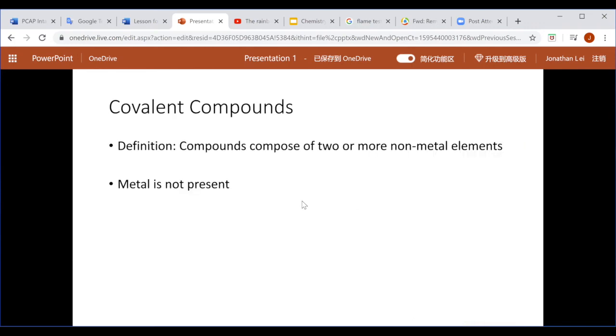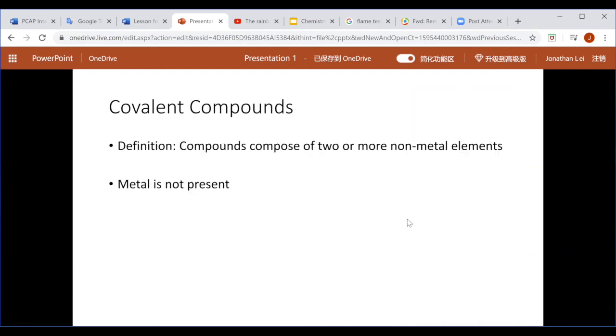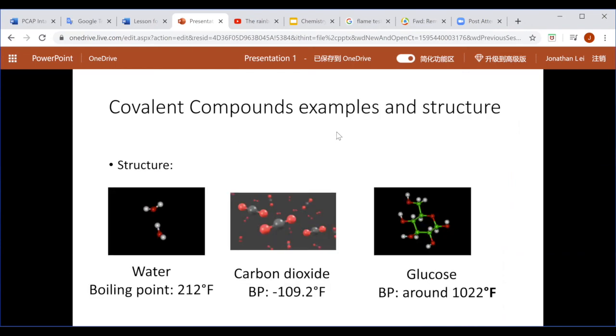Okay, so this is the general understanding for ionic compounds. Let's move on to covalent compounds. Covalent compounds are composed of two or more non-metal elements, and the metal is not present in covalent compounds. Let's see some examples of covalent compounds. There's water, carbon dioxide, and glucose.